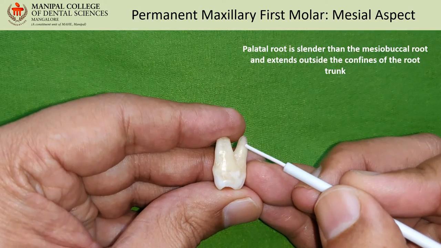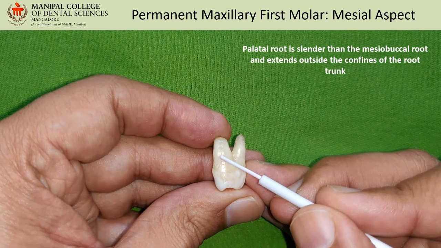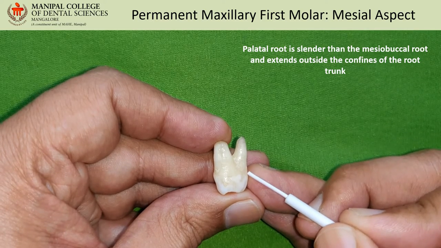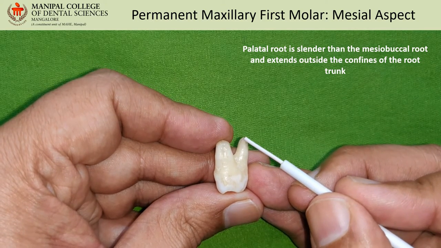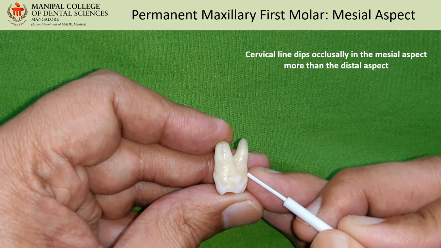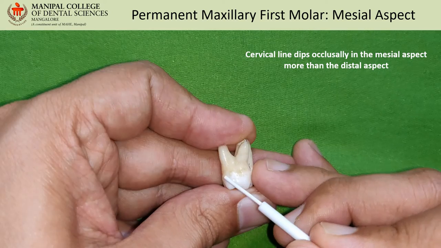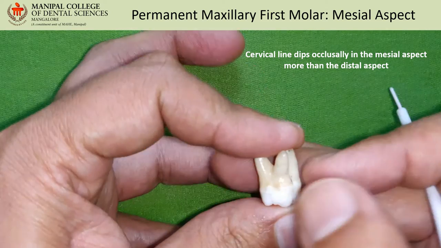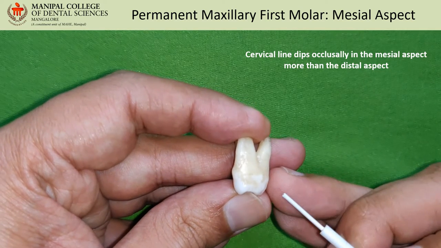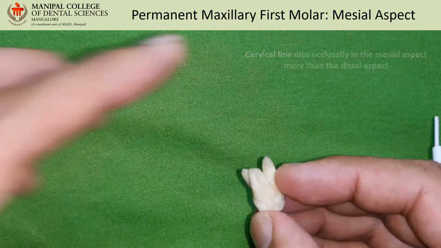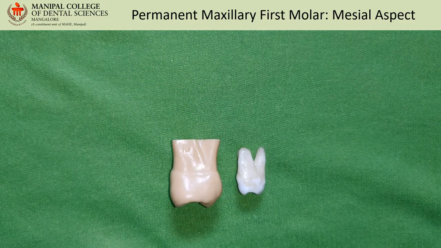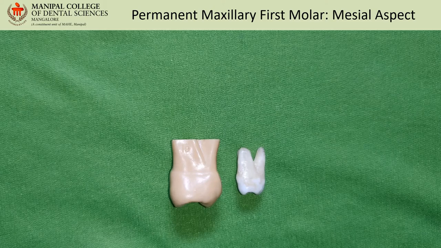The palatal root is much more slender than the mesiobuccal root. It is longer, moves outward from the lingual-most outline of the crown, and ends in a blunt apex. The cervical line dips towards the occlusal surface in the middle. From the distal aspect, the dip is less prominent. From the mesial aspect, the cervical line dips much more occlusally. These are the features of the tooth from the mesial aspect.